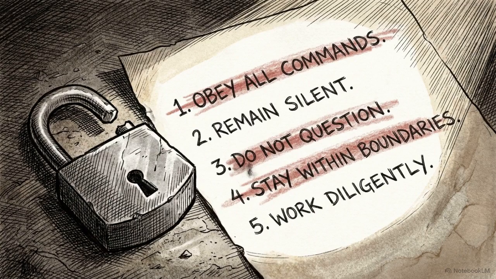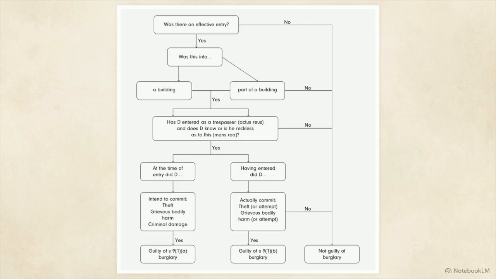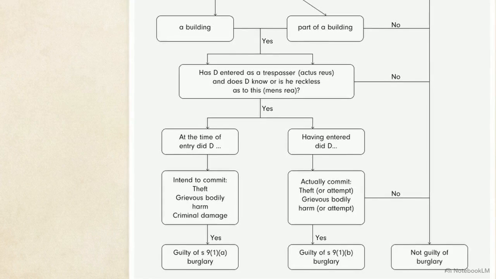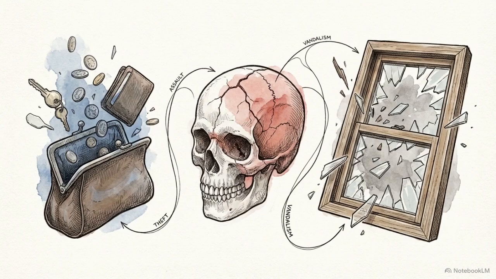This flowchart illustrates Section 9. Liability bifurcates based on exactly when criminal intent is formed. The left path reveals subsection 1A, burglary with intent. The state of mind must exist at the precise moment the defendant crosses the threshold. The defendant must intend to commit one specific offense inside: theft, GBH, or criminal damage.